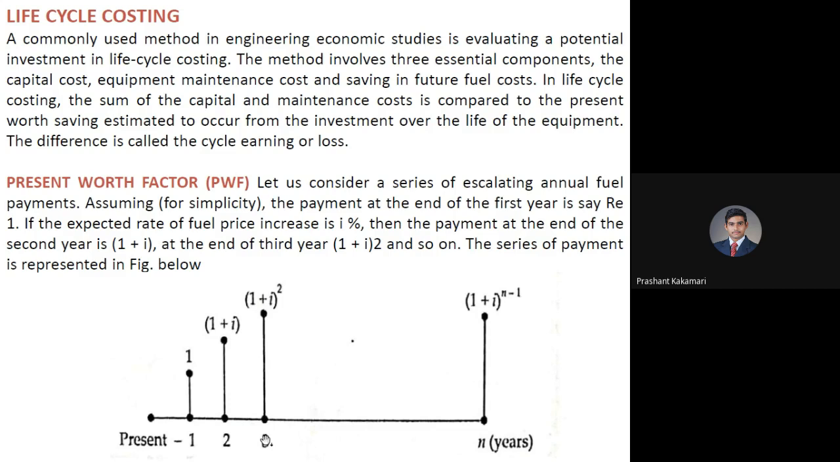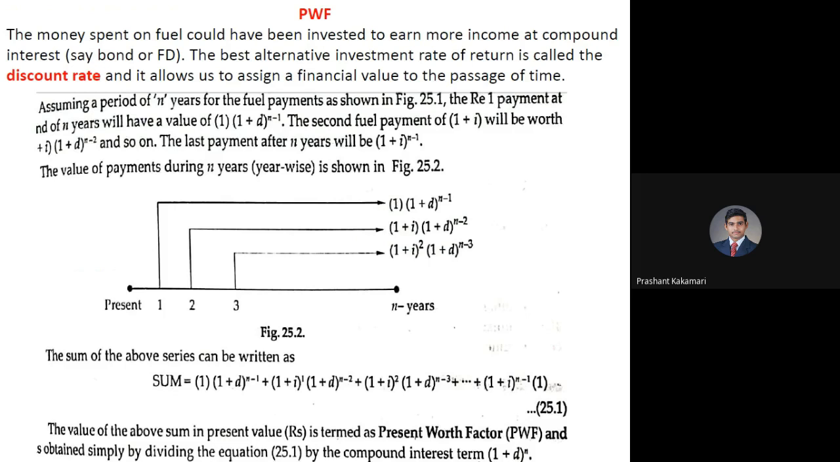Similarly for the third year, I can write it as (1 plus i) squared. Okay. And similarly for the fifth year, sixth year, like that. For the third year, you can see the fuel price we are going to spend is (1 plus i) raised to square, depending upon the inflation rate. Similarly, for the nth year, it is (1 plus i) raised to n minus 1. As for the second year, you can see (1 plus i) raised to 1. So for the nth year, it is (1 plus i) raised to n minus 1. So all these values we are going to sum up.